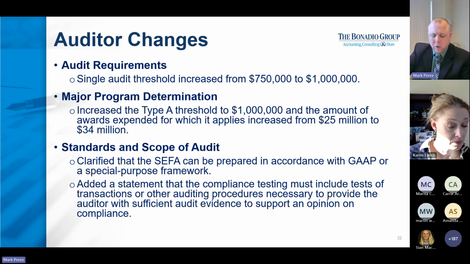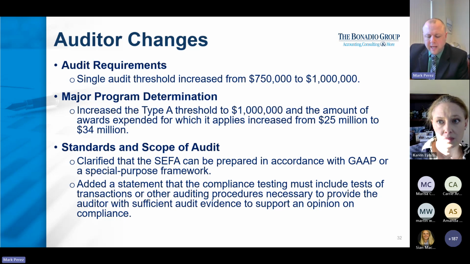As far as standards and scope of the audit, there was further clarification that the CFA can be prepared in accordance with US GAAP, in other words, accrual accounting, or for a special purpose framework.